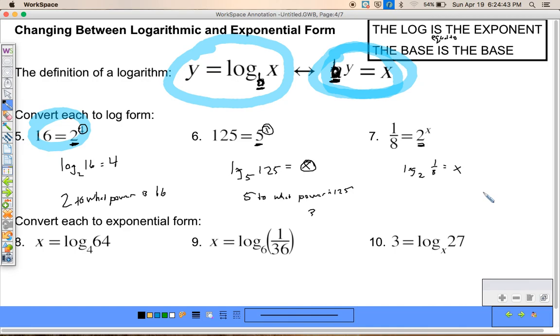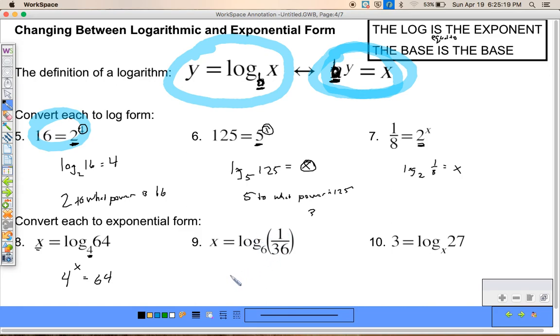To convert it to the other form, it's doing the exact same thing. We identify what is the base. We identify what the log is equal to. That becomes the exponent. Then that number inside the log is what that thing is going to be equal to. So our base is a 4. So it's going to be 4 raised to, remember, the log equals the exponent. So this is our exponent, and then equals 64. So we're saying 4 to what power equals 64, either from viewing this literally as 4 to the power equals 64, or this log statement is 4 to what power equals 64.